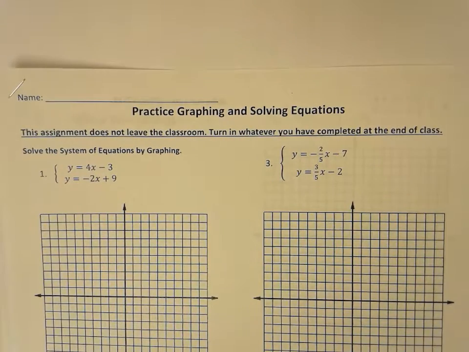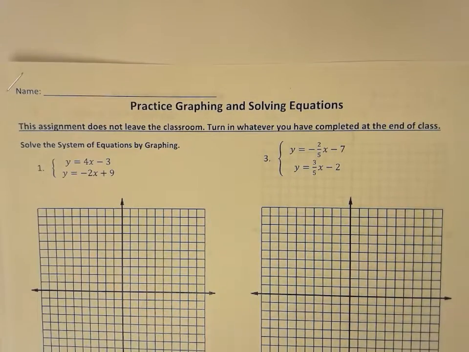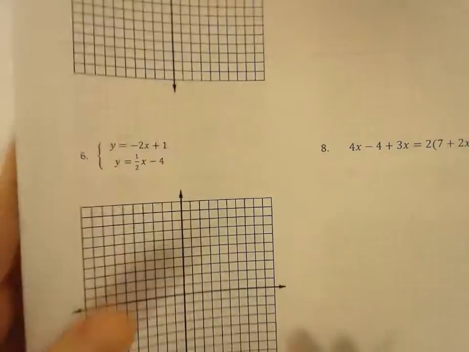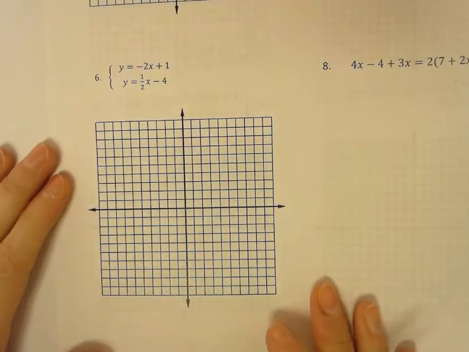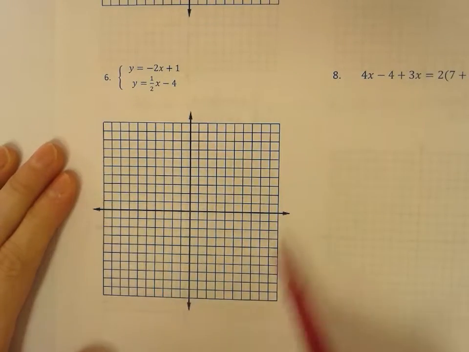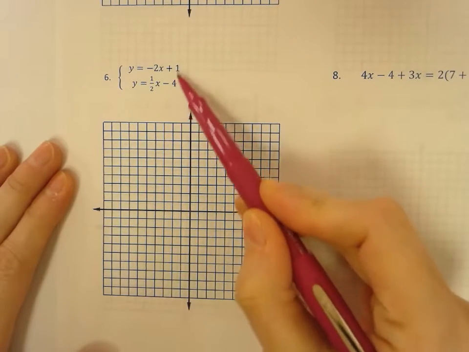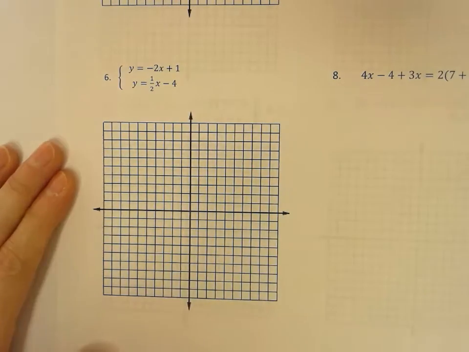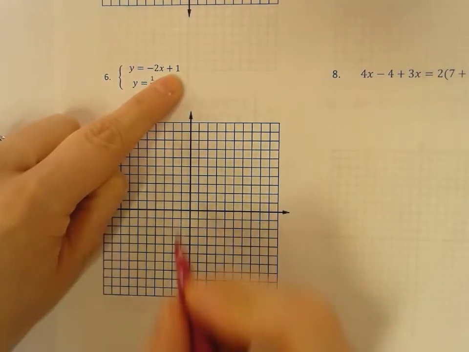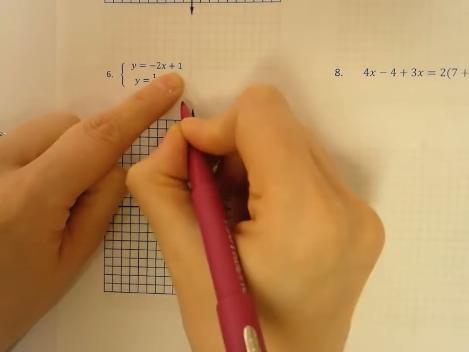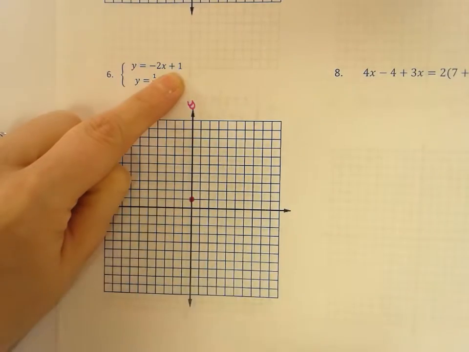So I'm going to show you some examples just to remind you how to do these problems. If you would turn over to page 2, let's look at problem number 6 together. Now, when you are solving a system of equations using the graphing method, you are going to graph both of these lines on the same picture and see where they cross. So the first line is going to start at the positive 1 for my y-intercept. Remember, you always start on the vertical axis.